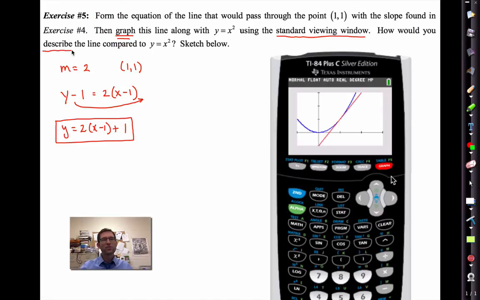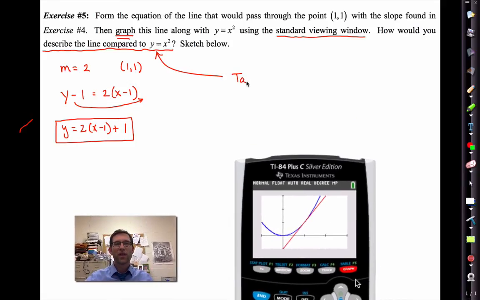So how would you describe the line compared to y equals x squared? And then we'll sketch it for a little bit. What word would you use? Pause the video now if you need to think about this. All right. I hope you remember. Whoops, stray mark there. I would say that the line is tangent to the curve. The line is tangent to the curve. It just glances it, right?